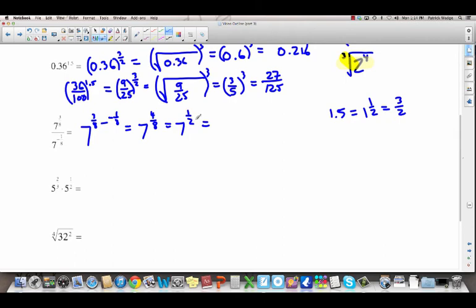7 to the 1/2. That's a fractional exponent. You know you're going to have radical sign. What's the index? 2. And then it's 7, all to the first power. You don't need to put that. There's your answer, root 7.